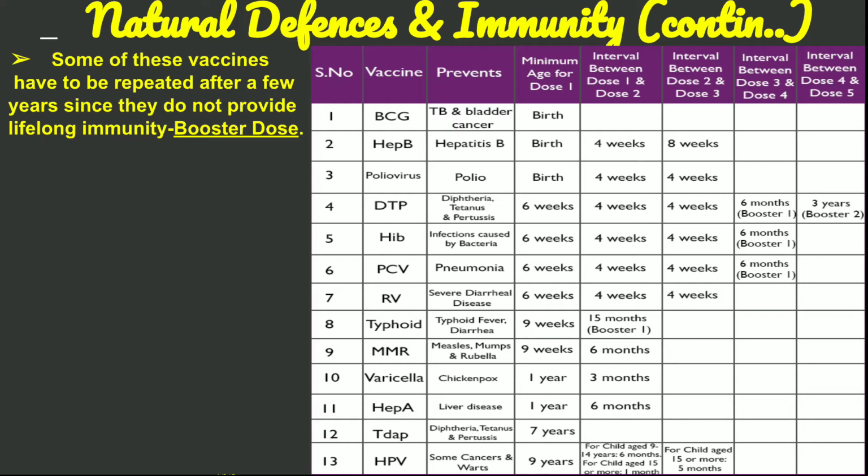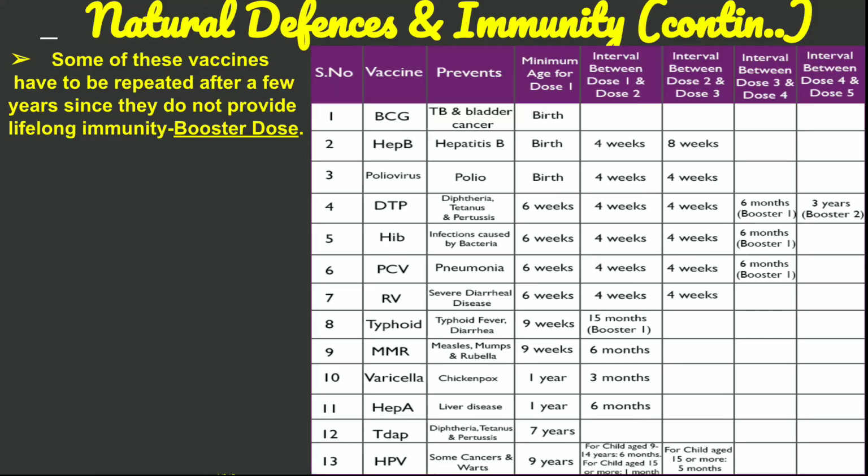Okay, so some of these vaccines have to be repeated after a few years since they do not provide a lifelong immunity. So these type of vaccines are known as booster dose. For example, DTP, they have a booster dose. Then HIB, PCV, these all have booster doses which have to be repeated after some time.